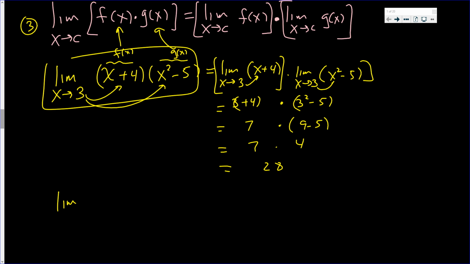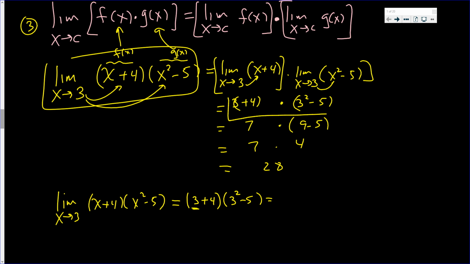You have the limit as x goes to 3 of (x plus 4)(x squared minus 5). Regardless of what people tell you, I promise you they're wrong. Always, always direct substitute. So you get x plus 4 times x squared minus 5. Exactly what I had here.